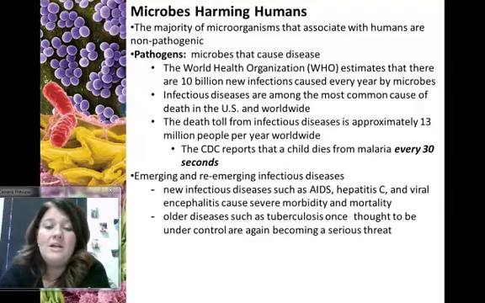You do not have to memorize these numbers, but for your information, the World Health Organization estimates there are 10 billion new infections caused every year by microbes. Infectious diseases are among the most common causes of death in the United States and worldwide, with the death toll being approximately 13 million people per year worldwide. To put that in perspective, the CDC reports that a child dies from malaria every 30 seconds. That is a lot of infection, and it is extremely believable.